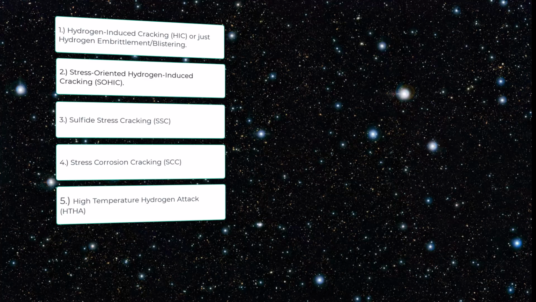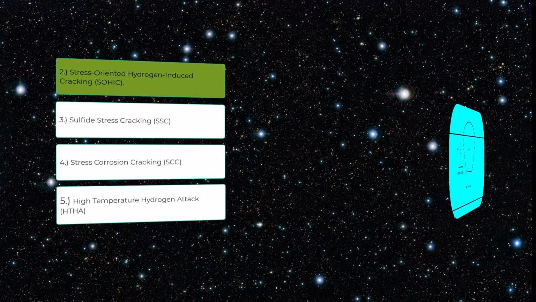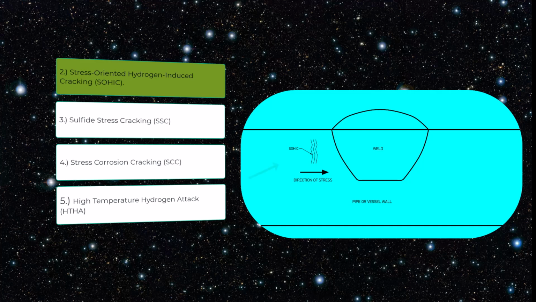We won't do much on the first one because we just spent a tech talk on it, but we should start looking at stress-oriented hydrogen-induced cracking. Even though stress-oriented hydrogen-induced cracking is a form of hydrogen embrittlement, it has one other characteristic that hydrogen embrittlement does not require. Stress-oriented hydrogen-induced cracking requires stress, whereas hydrogen embrittlement does not.